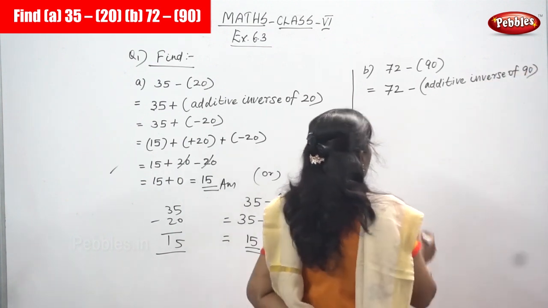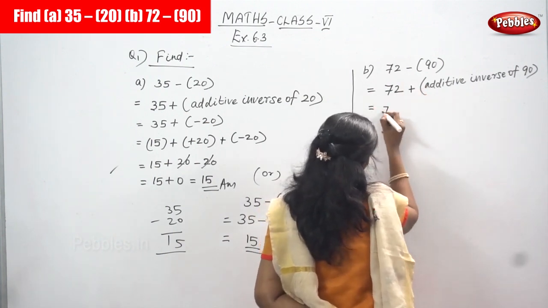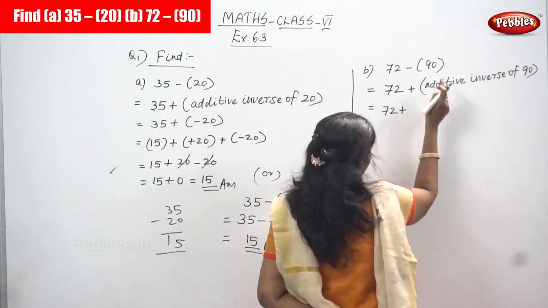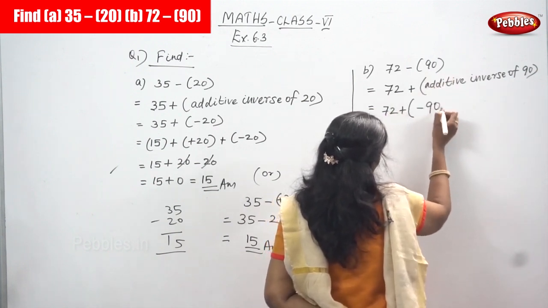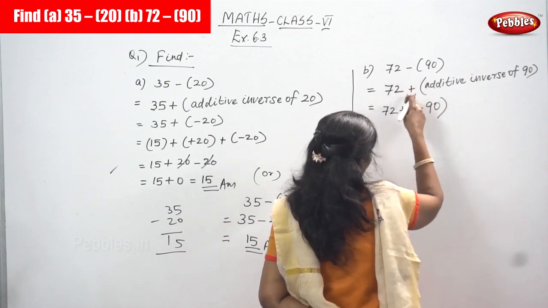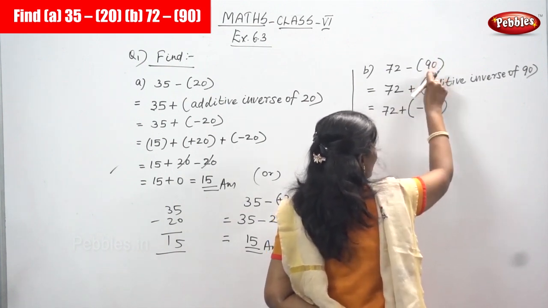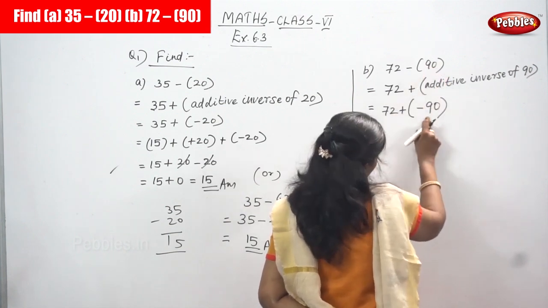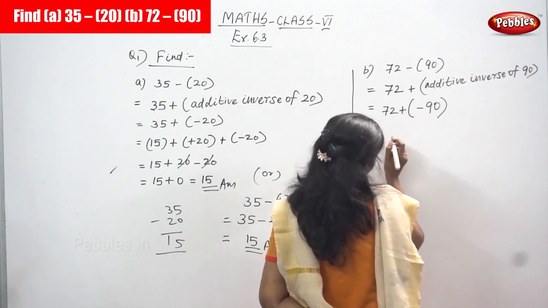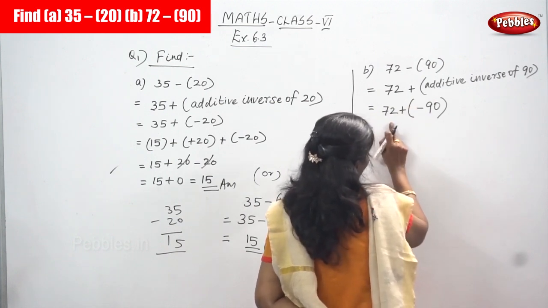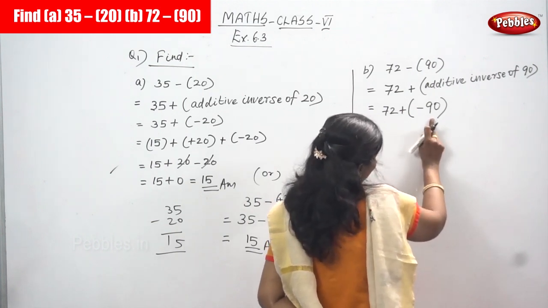So here what you are going to do, this minus becomes plus, as I have told you. So 72, then plus the additive inverse of 90 in the bracket. The minus sign you have to change as positive, then within the bracket, the positive integer becomes negative. Okay, so the first integer is positive integer 72, and the second integer you change as a negative integer, that is minus 90.